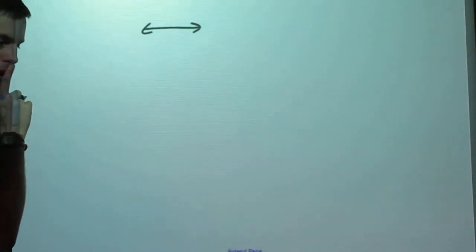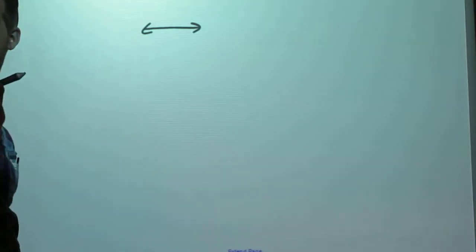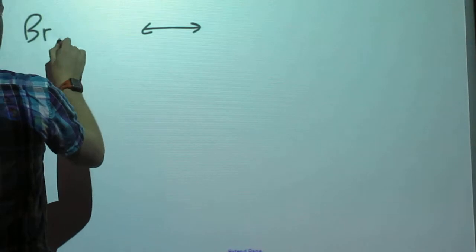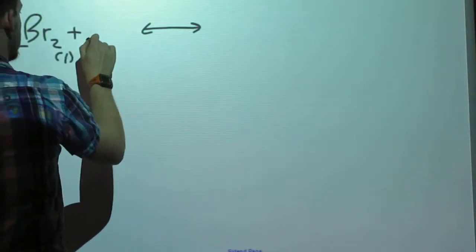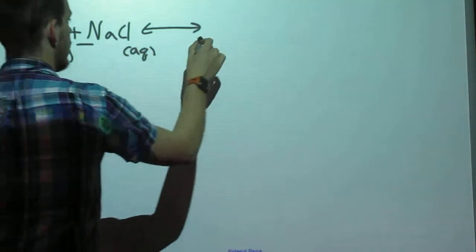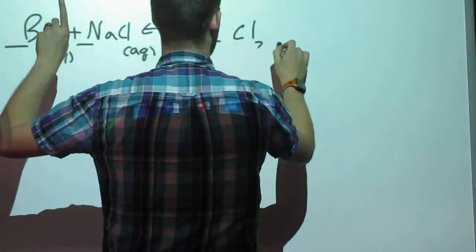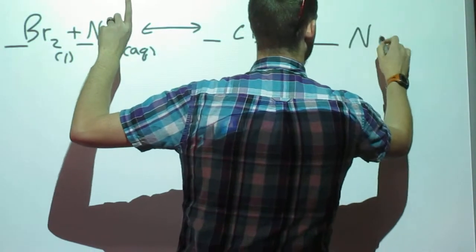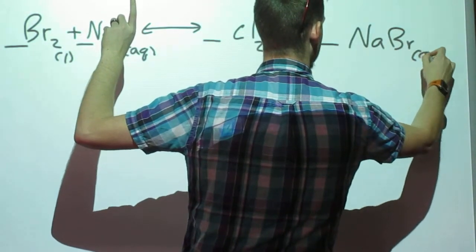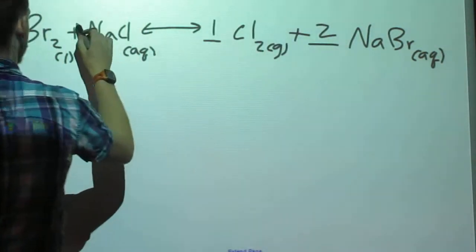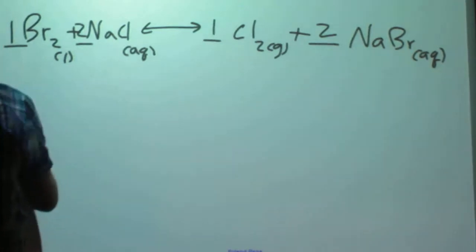So let's set it up like this. Let's do a problem where I'm just trying to think of something cool off the top of my head. We'll go Br2, which is a liquid, plus sodium chloride, which is obviously aqueous. Then we'll go to chlorine gas, and we'll go with sodium bromide, which is aqueous. Balancing this, 1, 2, 2, 1, ICE.